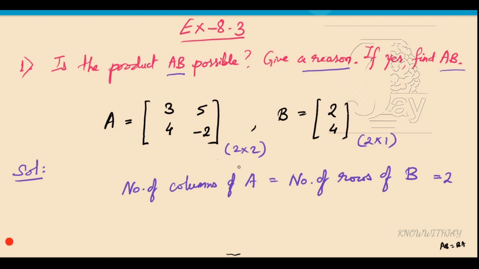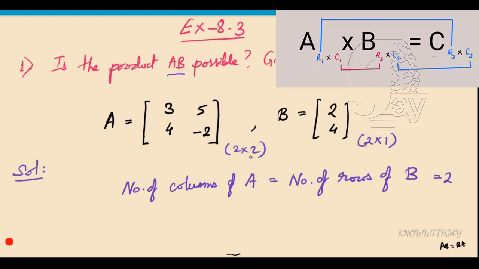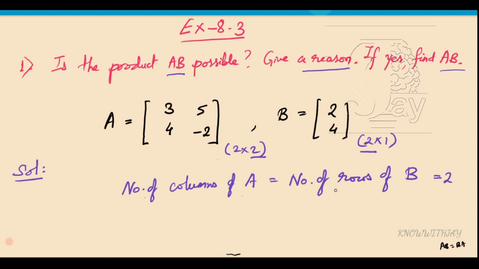Now we know that the columns of the first matrix should match with the rows of the second matrix. So the number of columns of A is equal to the number of rows of B, and both are equal to 2, and therefore product AB is possible.